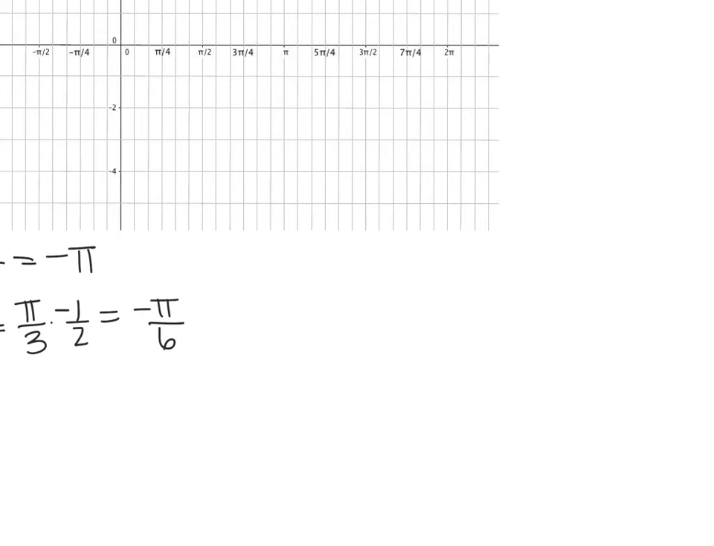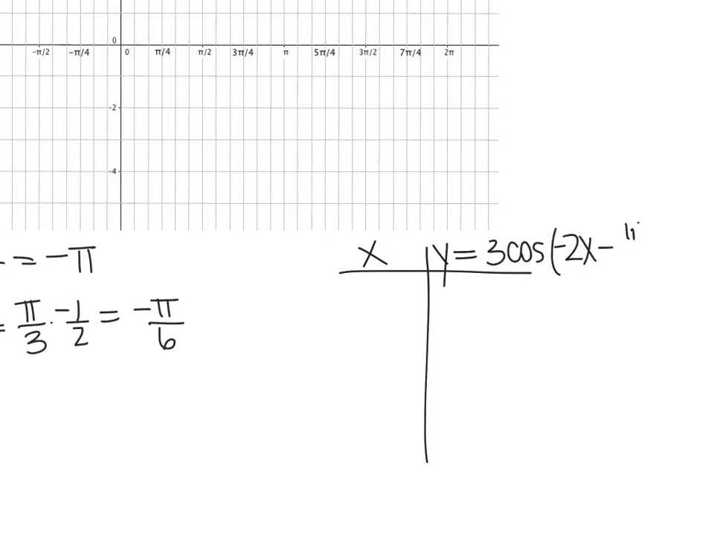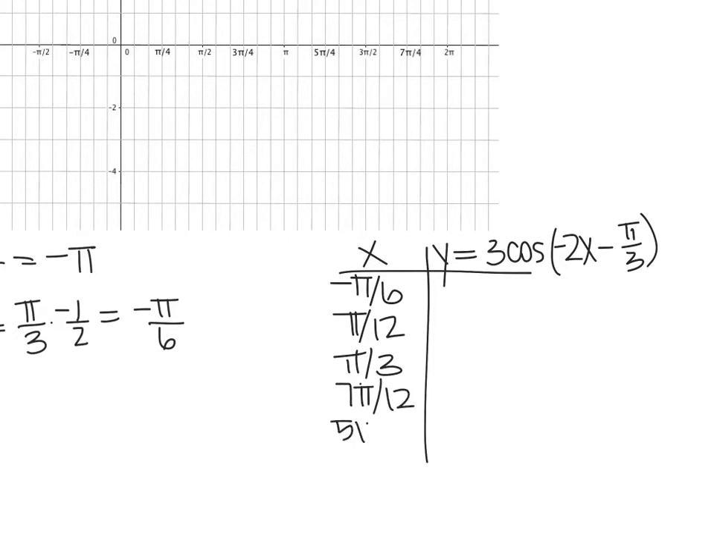So when I set up my table, I have our x and our y equal to 3 cosine of negative 2x minus pi over 3. So I'm going to have the same angles as before: negative pi over 6, pi over 12, pi over 3, 7 pi over 12, and 5 pi over 6, because my period is also the same as before, which is pi.